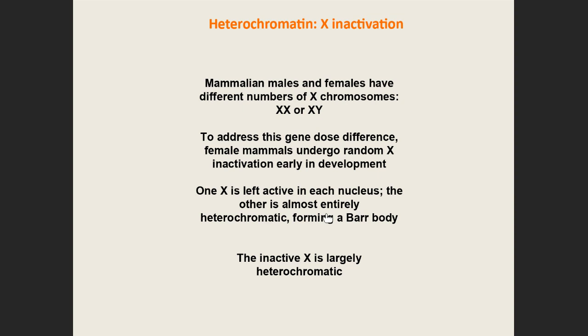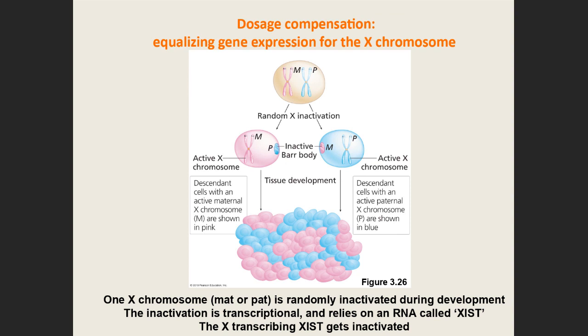The other X is almost entirely heterochromatic, and it forms a very small, dense body that can be viewed by conventional light microscopy, which is a body called the bar body in female cells. The inactive X is largely rendered heterochromatic.